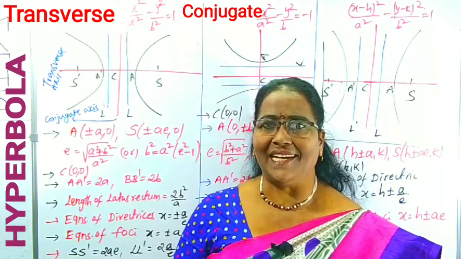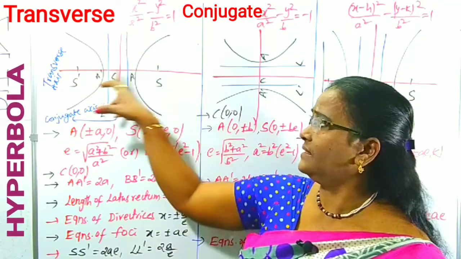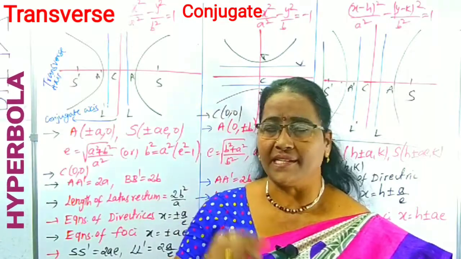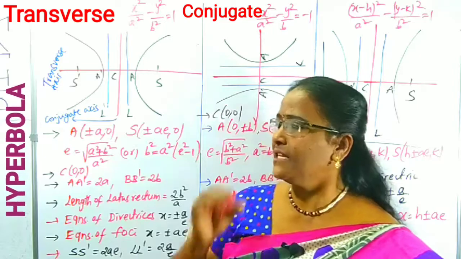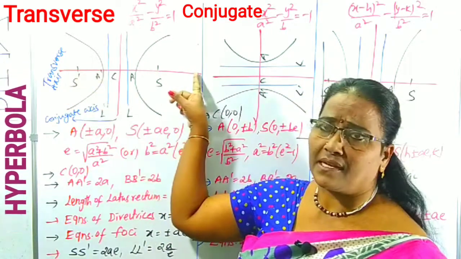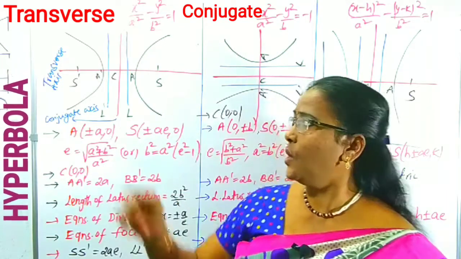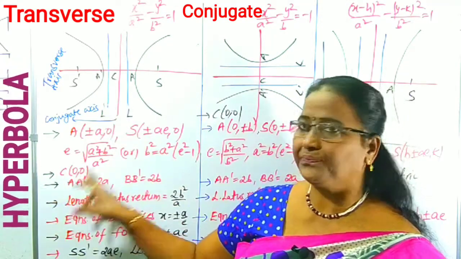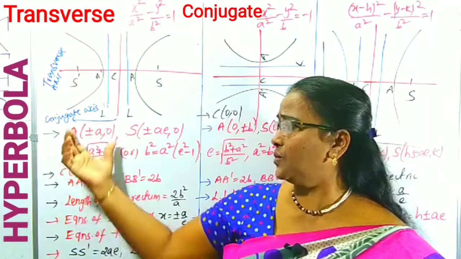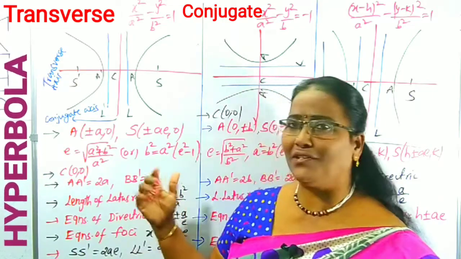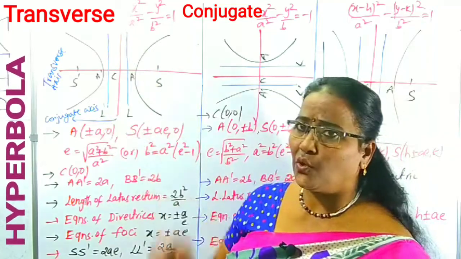This is called a transverse hyperbola, whose transverse axis is along the x-axis and the y-axis is called the conjugate axis. Simply, the x-axis is known as the transverse axis, the y-axis is called the conjugate axis, and the center is at 0, 0. I have written here what those points and contents are, so let us discuss one by one. This is called the transverse axis. This is called the conjugate axis.